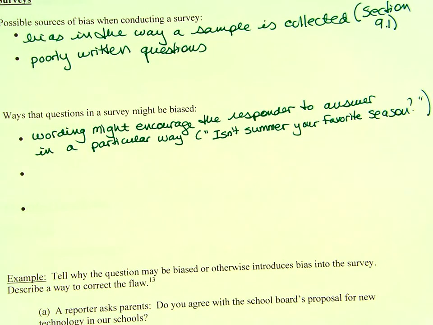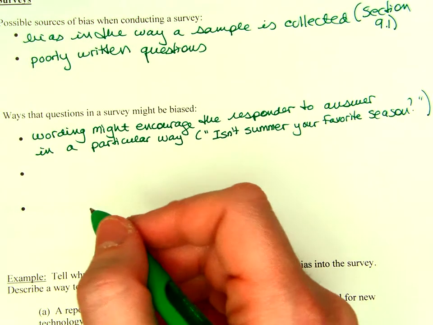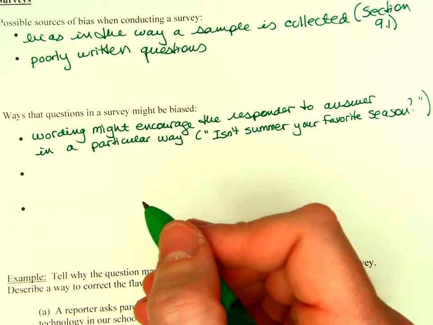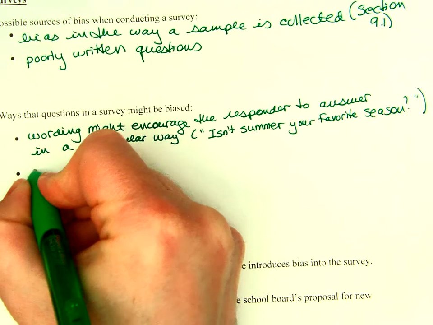Another way the wording might encourage the responder to answer in a particular way might be to make one thing sound better than something else. Would you rather eat this delicious slice of chocolate cake or just have a boring apple for dessert? Obviously, they're trying to make the cake sound better there. Another way that a question could be biased is if the question might be too sensitive to respond to truthfully.